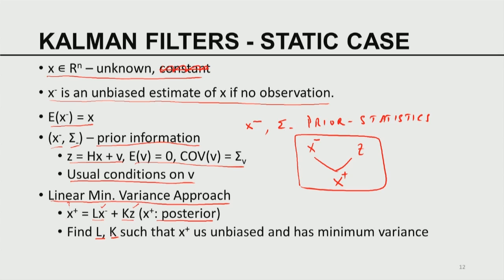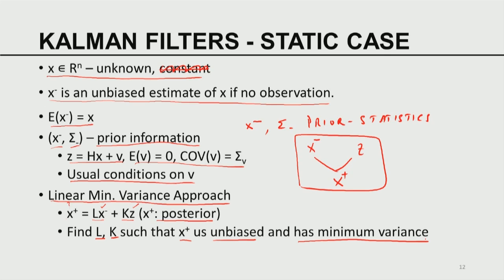There are two unknowns, L and K. I would like to be able to use L and K such that X plus is an unbiased estimate and also has a minimum variance. So you can see I'm trying to repeat what I did in the linear minimum variance estimation, but this is the derivation that Kalman had given originally in his paper.